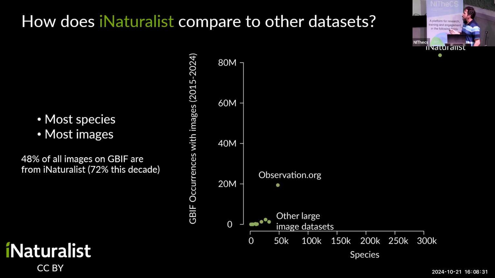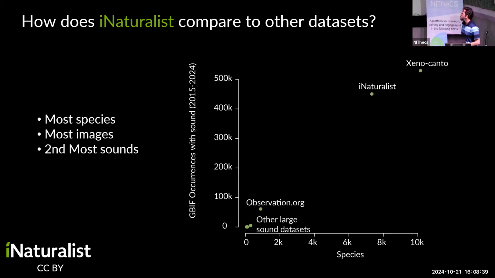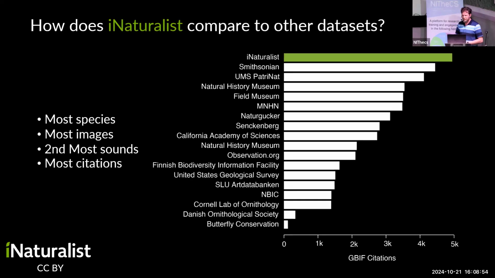So it's not just names on a list or in an Excel file. All of these observations also have pictures. And the same is true for sounds. You can also ID some species on a sound clip. And here, iNaturalist has the second most sounds, only second to Xeno-canto. So a really impressive data set.